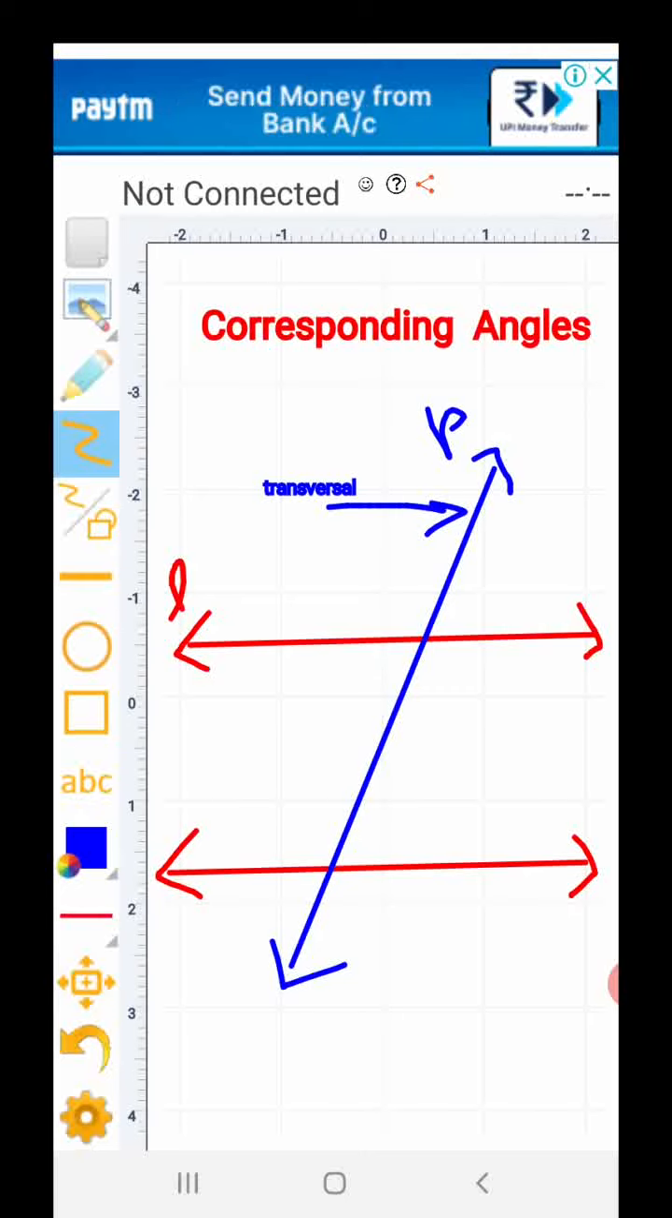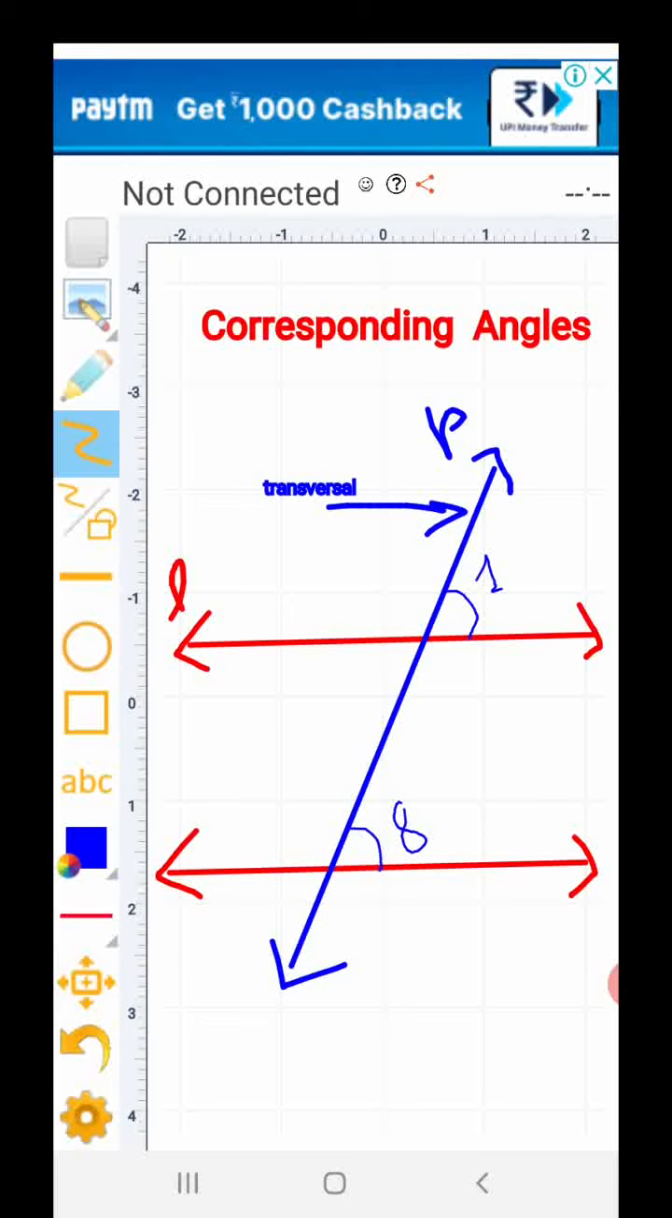This and this are in the same position. You notice this is the same position. That means above the intersecting line. Both angles are above the intersecting line. I give the name, this one is 1 and another is 8. Now, same position means both on the same side, both are on the right side and both are above the intersecting line.